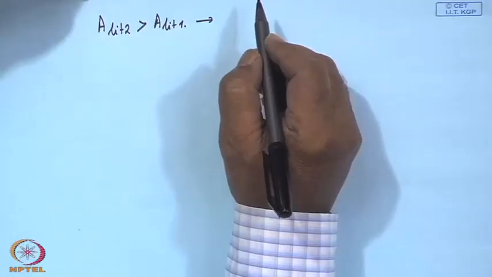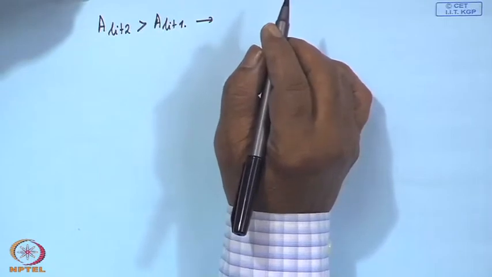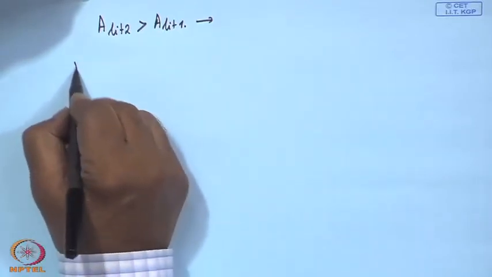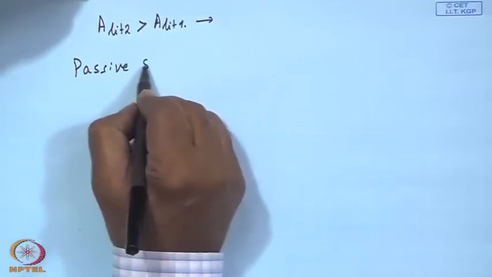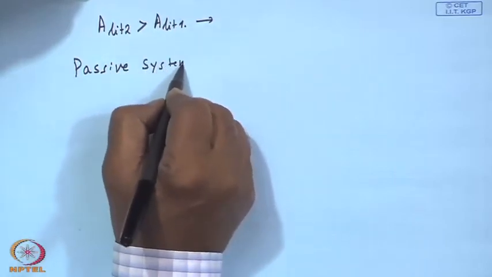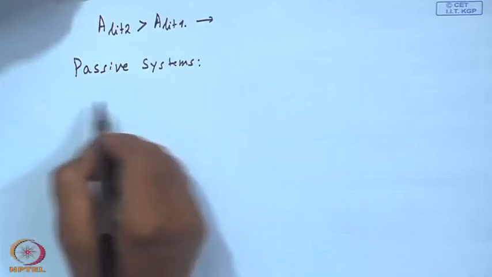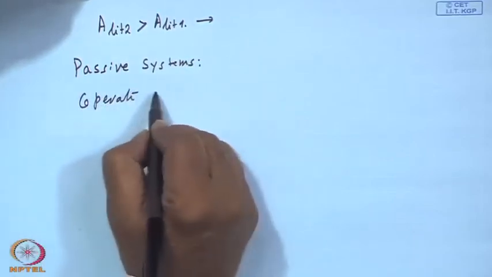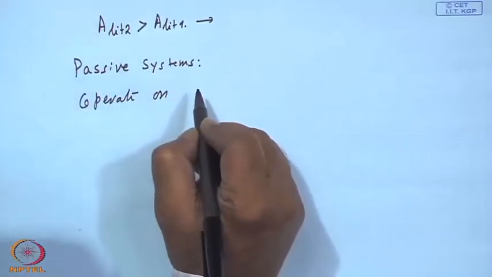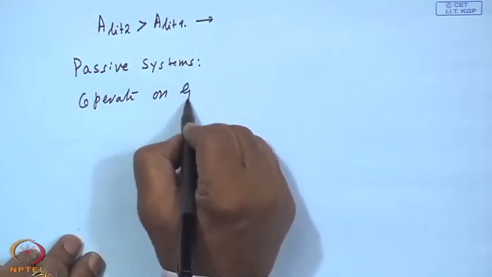So, that is about it. So, in a nutshell, when we are talking about the passive systems, most of them operate on the greenhouse principle.